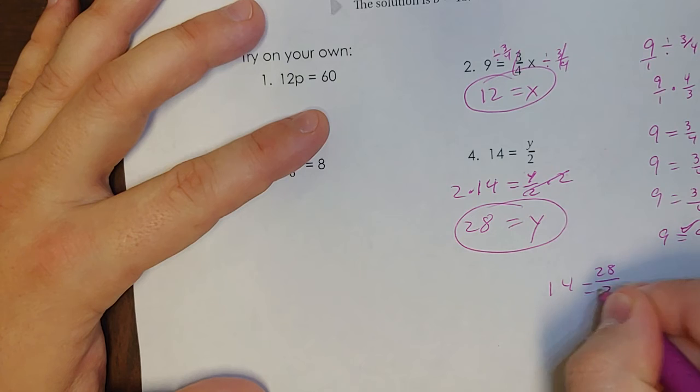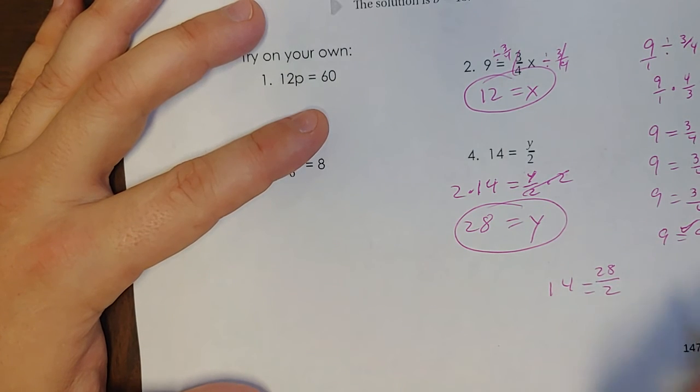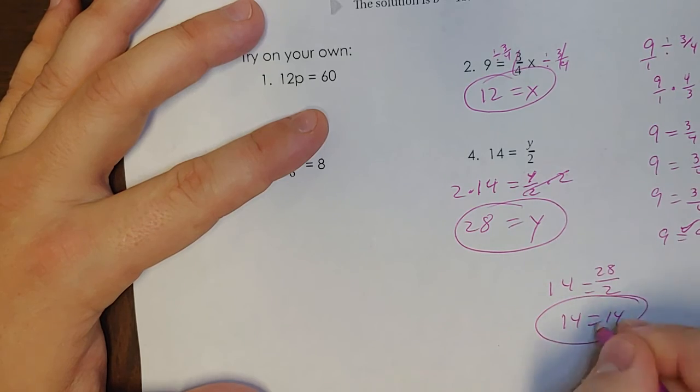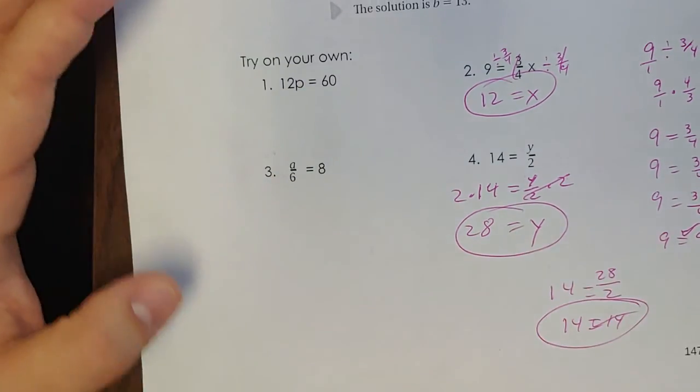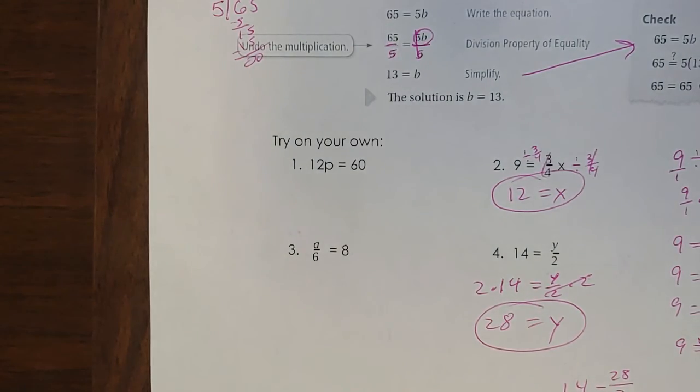We can check this out. 28 over 2. How many times can 2 go into 28? 14 times. So this is our answer. You guys work on 1 and 2. Remember, the opposite of multiplication is division, and the opposite of division is multiplication.